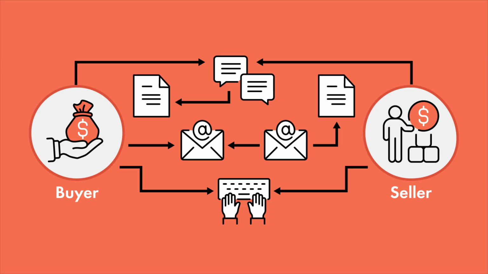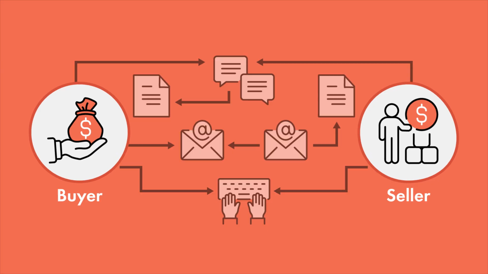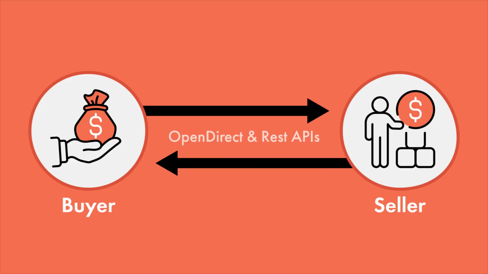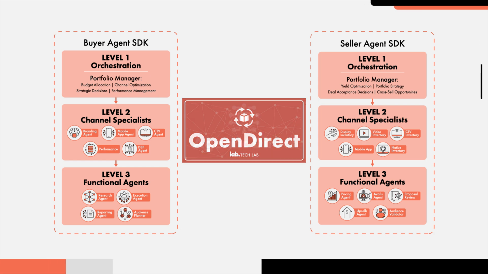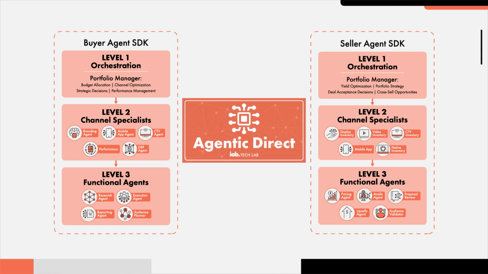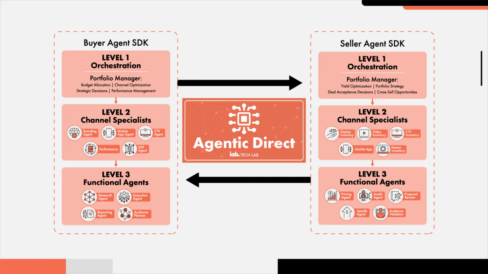Instead of manual insertion orders and back and forth emails, OpenDirect standardizes the entire workflow, from discovering inventory and checking availability to negotiating pricing, booking campaigns, and assigning creatives. It's easy to see how agentifying OpenDirect can create huge efficiencies in direct buying. But the agents still need to make sure they are speaking the same language.